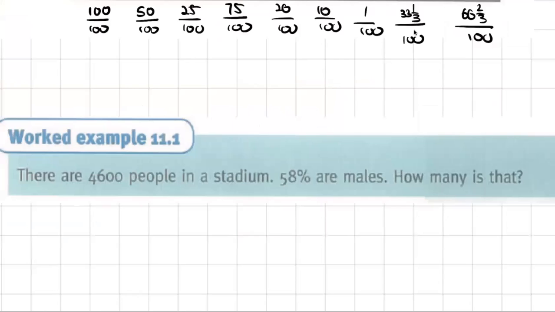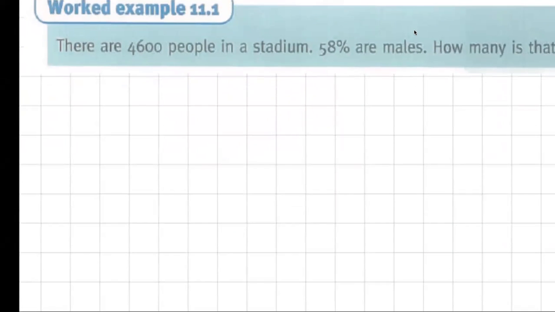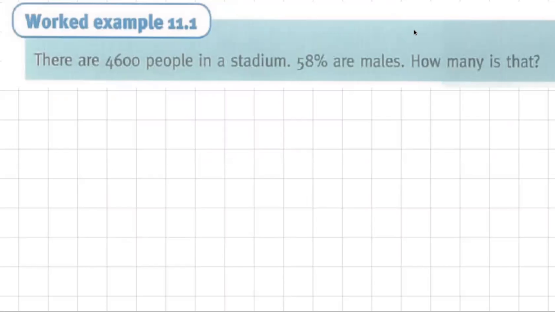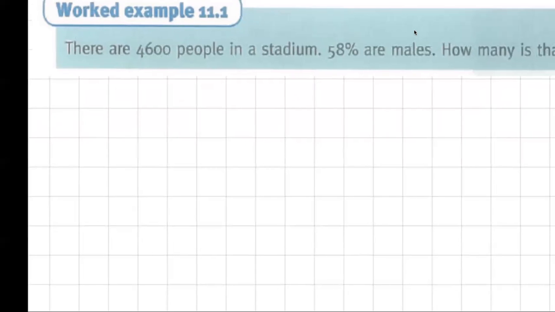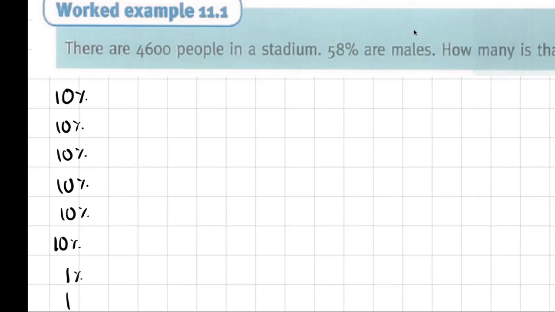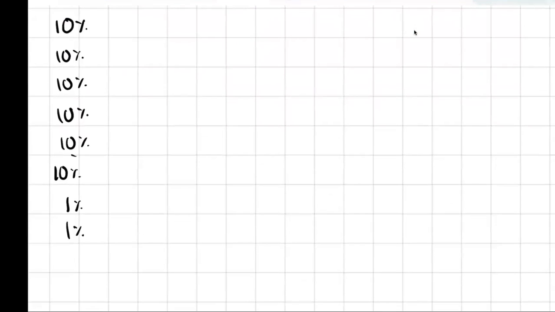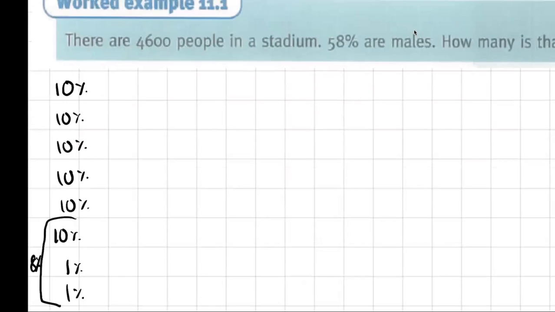So let's look at the first one here. There are 4,600 people in the stadium, 58% are males. How many is that? So there are a few ways we can actually do this. If we want to use the mental method, we can do 10%, 10%, 10%, 10%, 10%. Then you can do 1% 8 times, or you can just do 10% again minus 1%, 1%. This will actually give you 8%. If we subtract that. How?